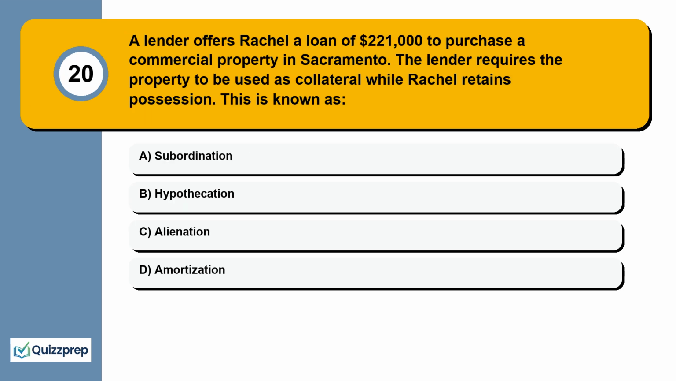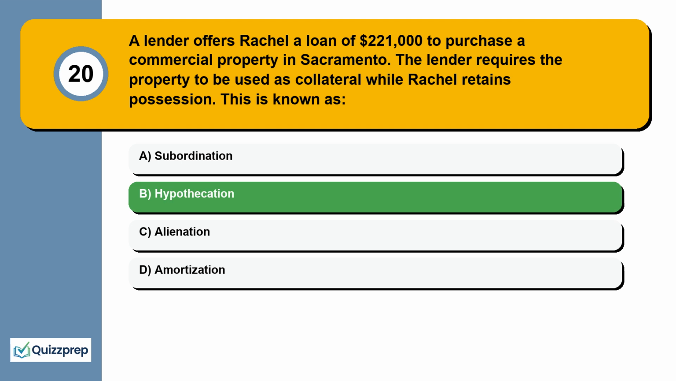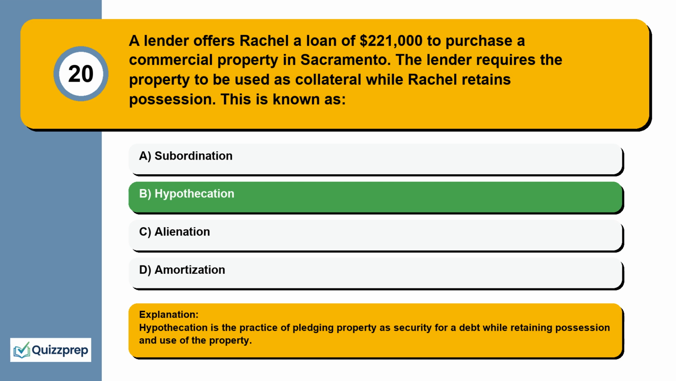Question 20. A lender offers Rachel a loan of $221,000 to purchase a commercial property in Sacramento. The lender requires the property to be used as collateral while Rachel retains possession. This is known as subordination, hypothecation, alienation, amortization. Hypothecation is the practice of pledging property as security for a debt while retaining possession and use of the property.